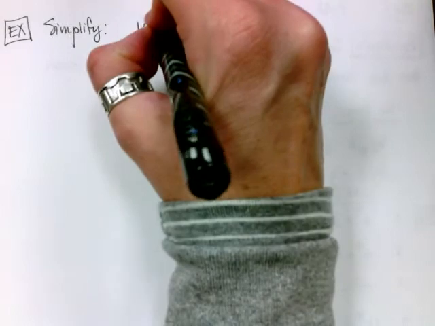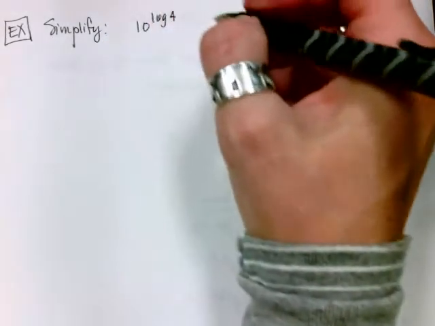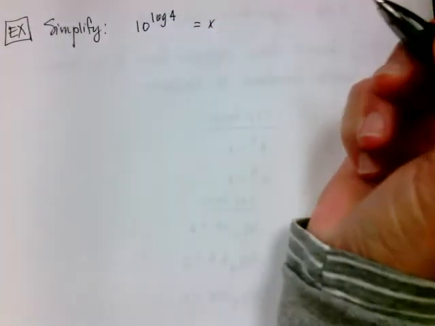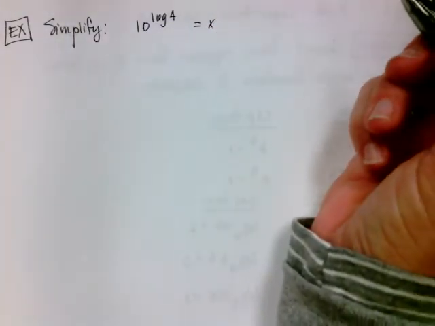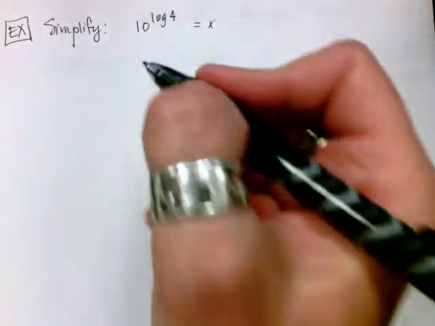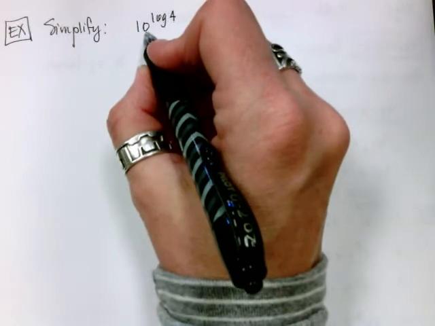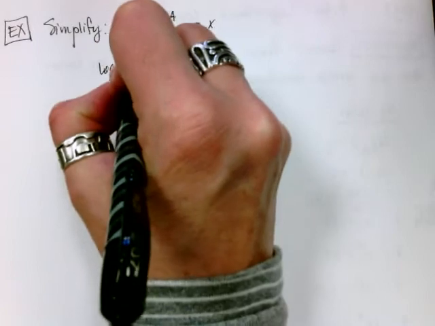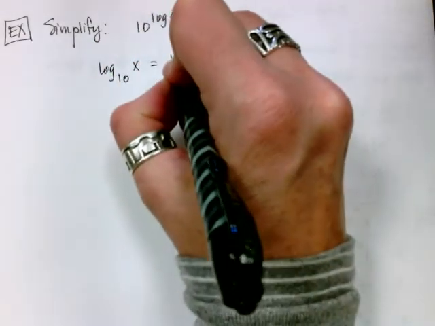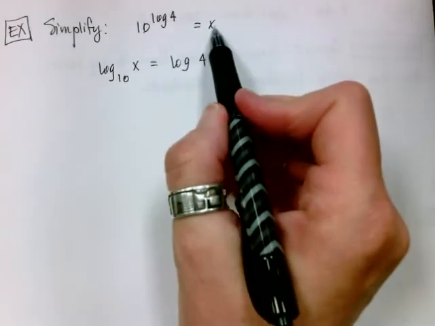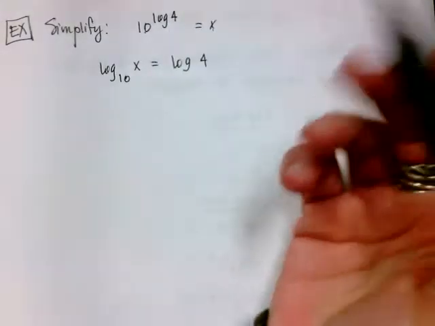Alrighty, so I'm going to have 10 raised to the log of 4, and then because I'm simplifying, I'm going to add an x. To do this, it looks weird, but I'm going to go to log form. So I'm going to write the log base 10 of x is equal to the log of 4.